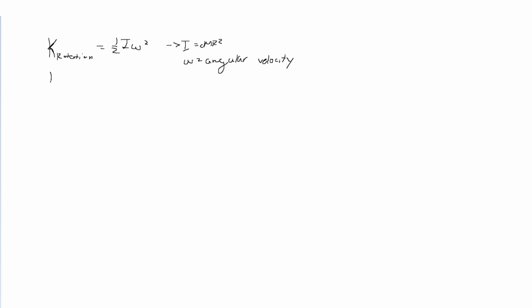So I'll write K linear. That's just going to equal, we know, 1/2 mv squared. So the sum of kinetic energy in an object is going to be K rotation plus K linear, which is going to equal 1/2 I W squared plus 1/2 mv squared.